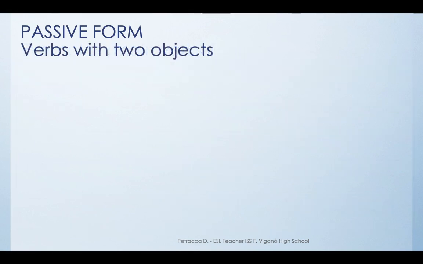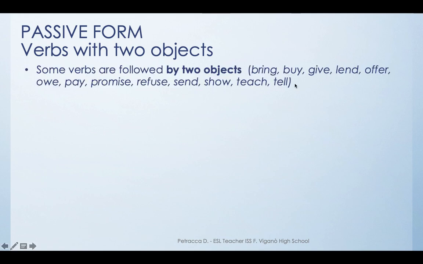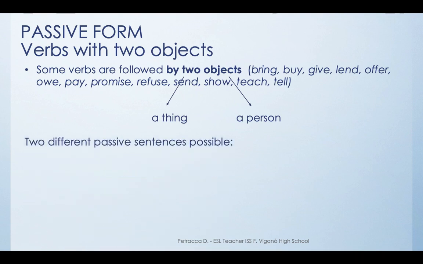Let's close our lesson on the passive by mentioning verbs with two objects. There are some verbs which are followed by two objects. For example, bring, buy, give, lend, offer, owe, pay, promise, refuse, send, show, teach, tell. The objects can be a thing and a person. In this case, two different passive sentences are possible.